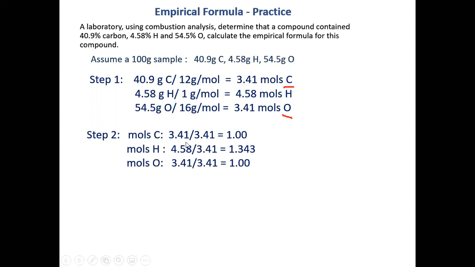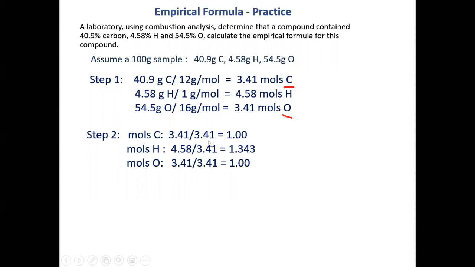And you notice here that when we do that, we get carbon's ratio of 1, hydrogen is 1.343, and oxygen is 1. So obviously hydrogen is not a whole number, so we have to multiply something by 1.343 to give us a whole number. And 1.343 is very close to 1.3333. So we're going to multiply all of these by 3.